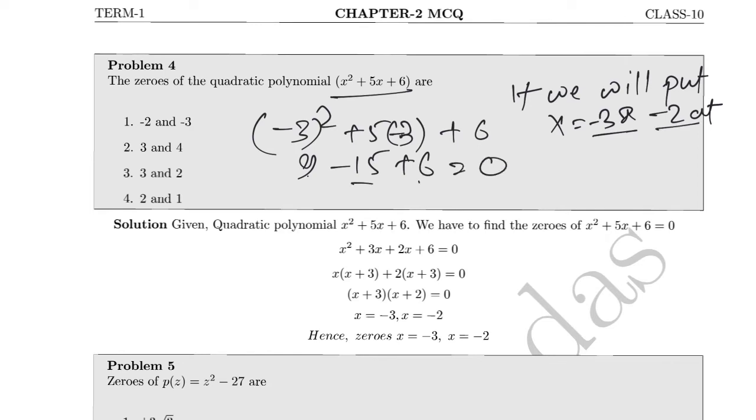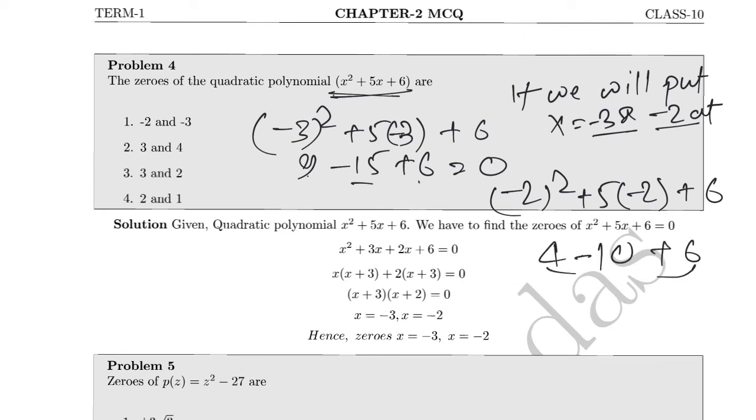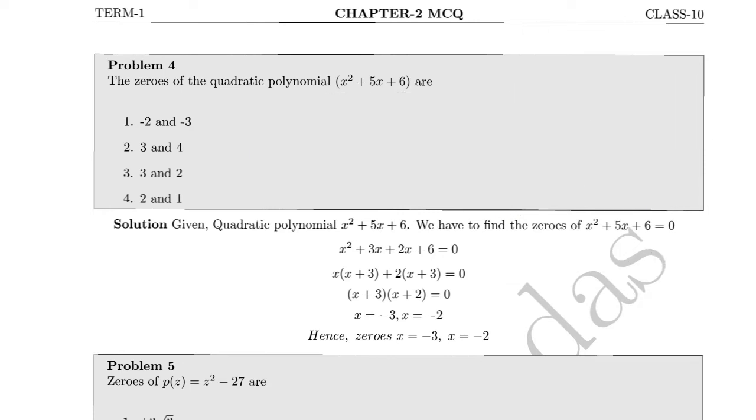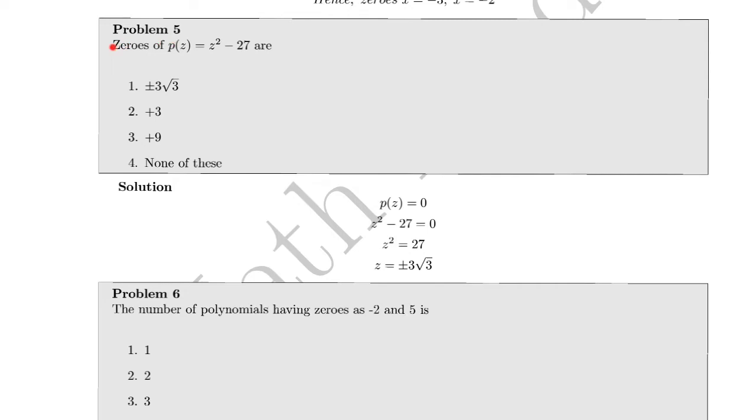Now let's check minus 2. Let's put minus 2 as the value of x. Minus 2 square plus 5 into minus 2 plus 6, minus 2 square, that is 4, minus 10 plus 6, 4 plus 6 is equal to 10, minus 10 is equal to 0. So we can also check our answer by putting the values of the zeros at the value of x, and if we are getting 0 after putting the zeros in the polynomial, then the zeros are correct. Let's see the next problem, that is problem number 5.